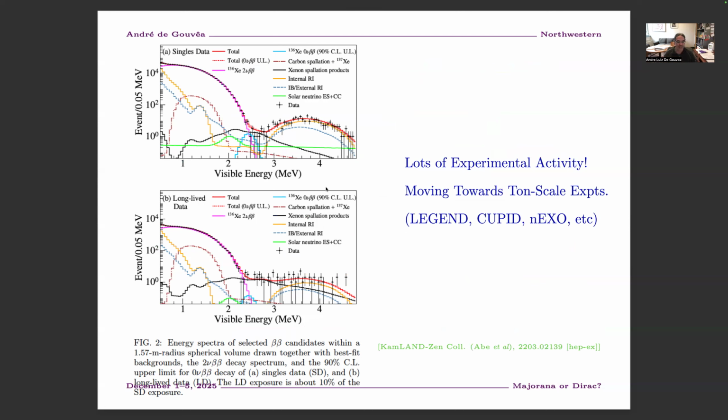Just to give you a sense of how this works, this is a very, very busy plot. I'm not going to look at all of this. You're looking for the neutrinoless double beta decay of xenon. This is from the KamLAND-Zen collaboration.